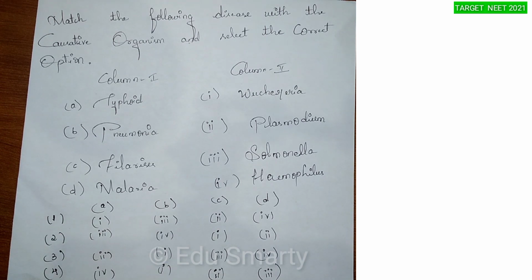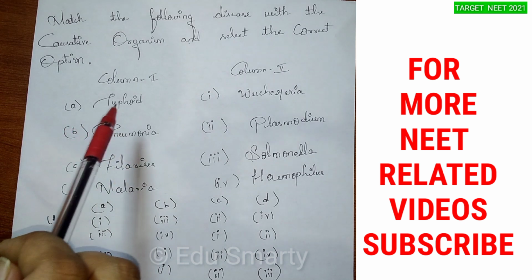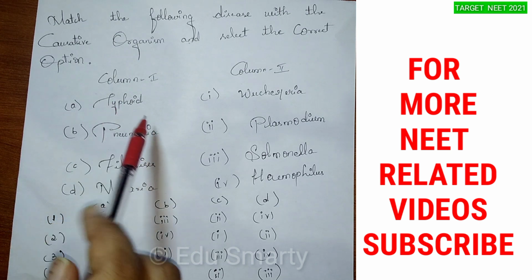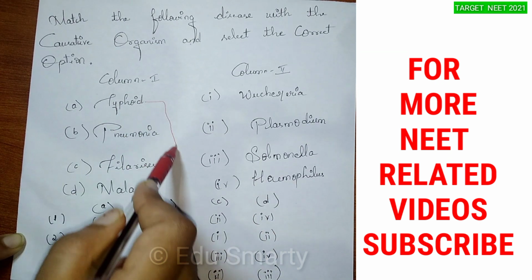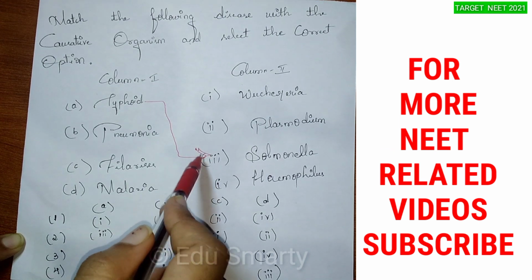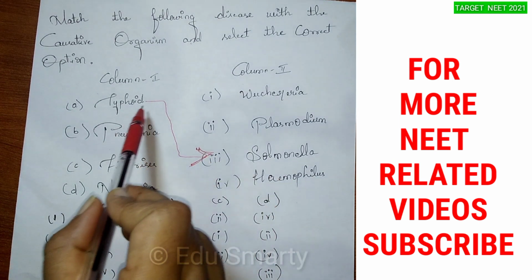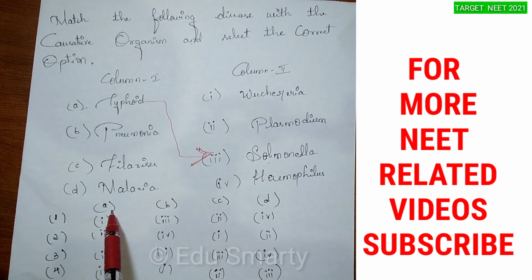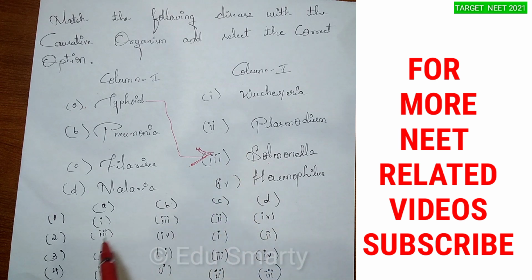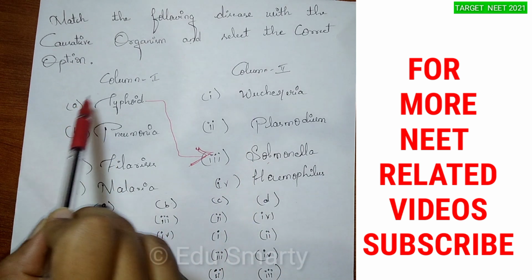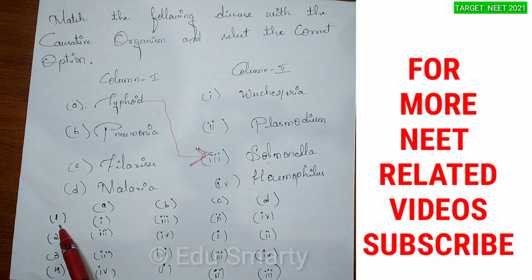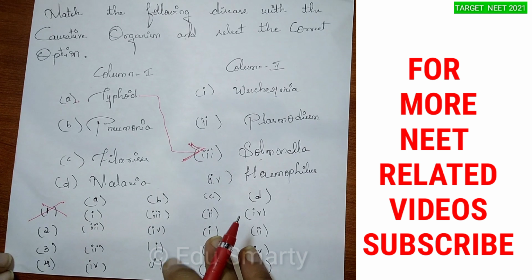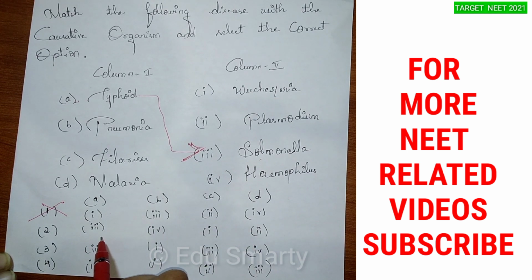So let me see. We know about typhoid, right? Which bacteria or organism causes typhoid? We know that typhoid is caused by Salmonella typhi, the bacterium called Salmonella typhi. We know the answer for this. So let me search this. For column A, they have given A, B, C, D, and for this they have given 1, 2, 3 and so on. For A, the answer is 3. In option 1, for A, the answer is 1, so this is not our option.